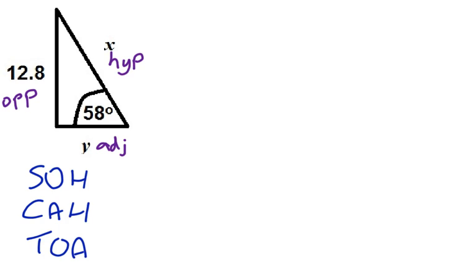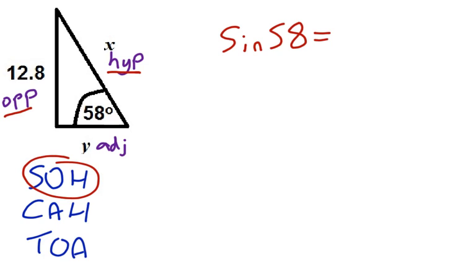Okay, so working out x first, we've got the hypotenuse is what we want to find, and we know the opposite, so we're using sine. So we have sine 58 equals the opposite over the hypotenuse. So the opposite is 12.8 over the hypotenuse, which in this case is x.